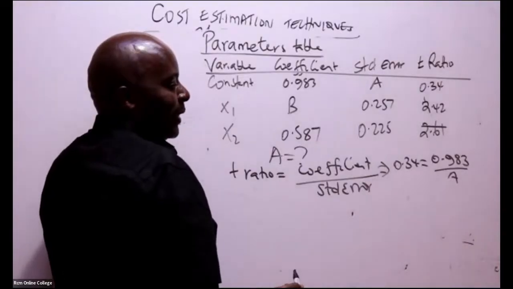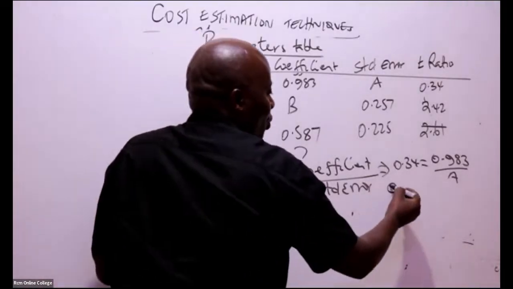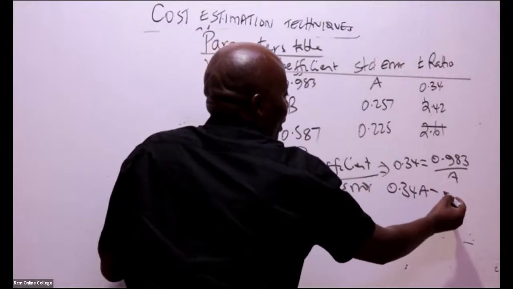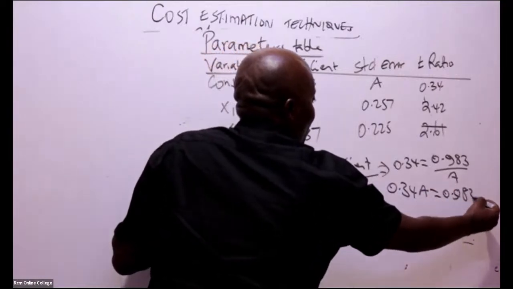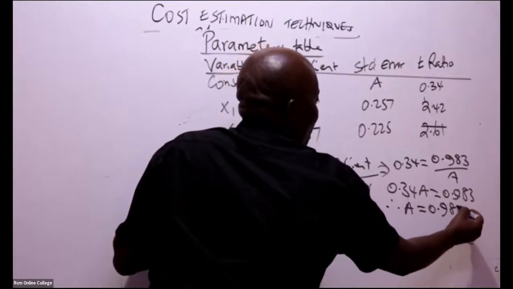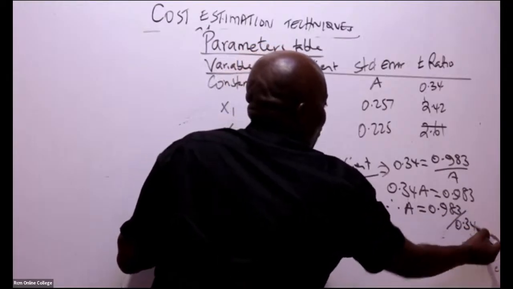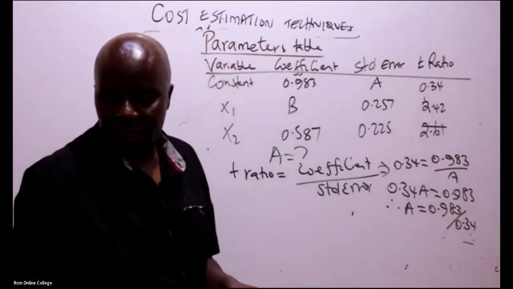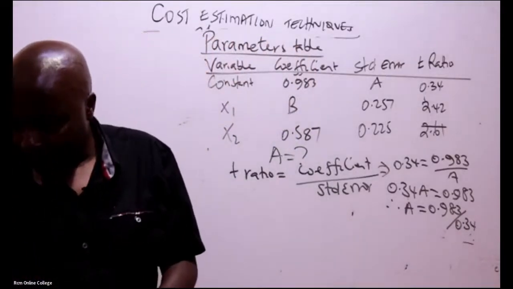So I want us to make A the subject of the formula. It will be 0.34A equals 0.983. Therefore, A will be 0.983 divided by 0.34. Is there somebody who is able to get this answer? Thank you so much, Robert.